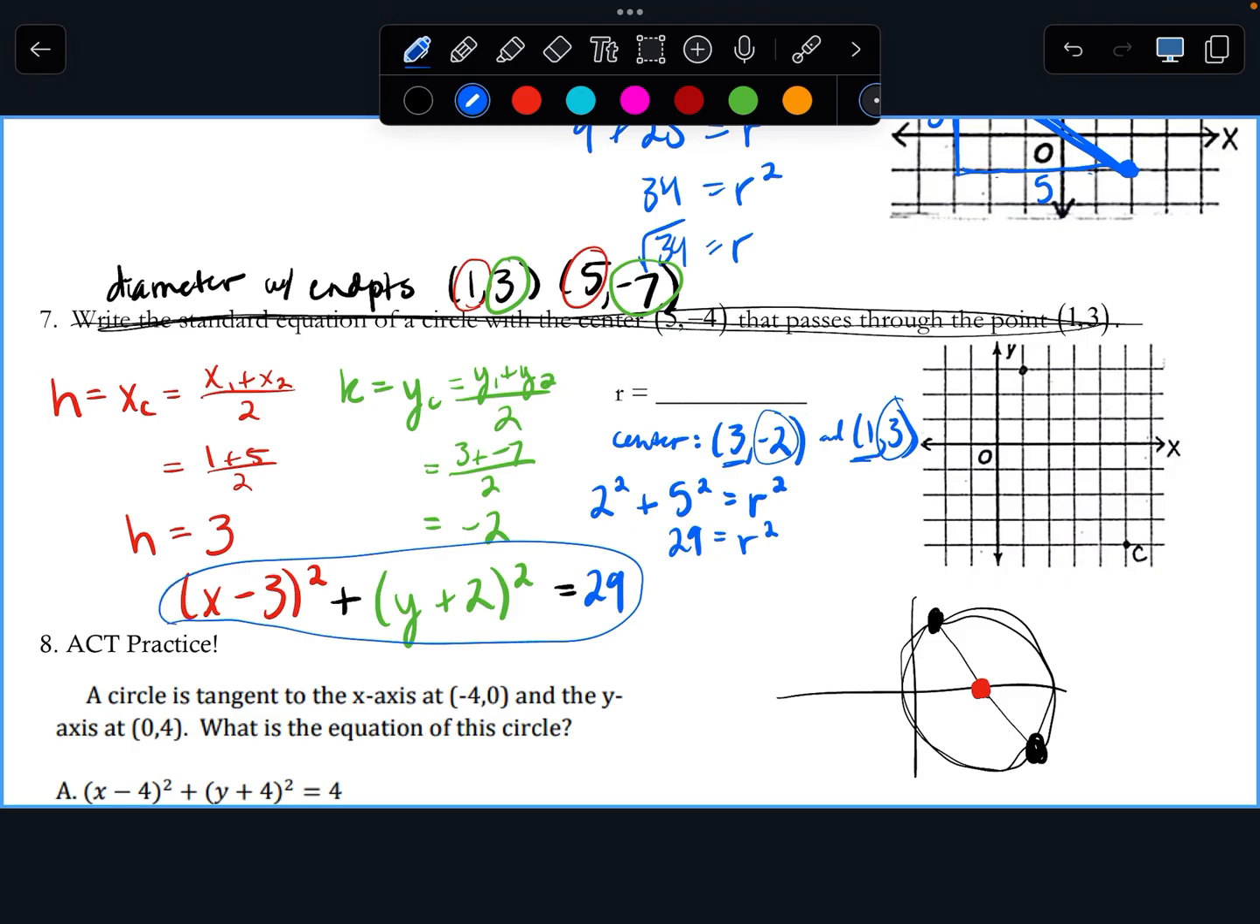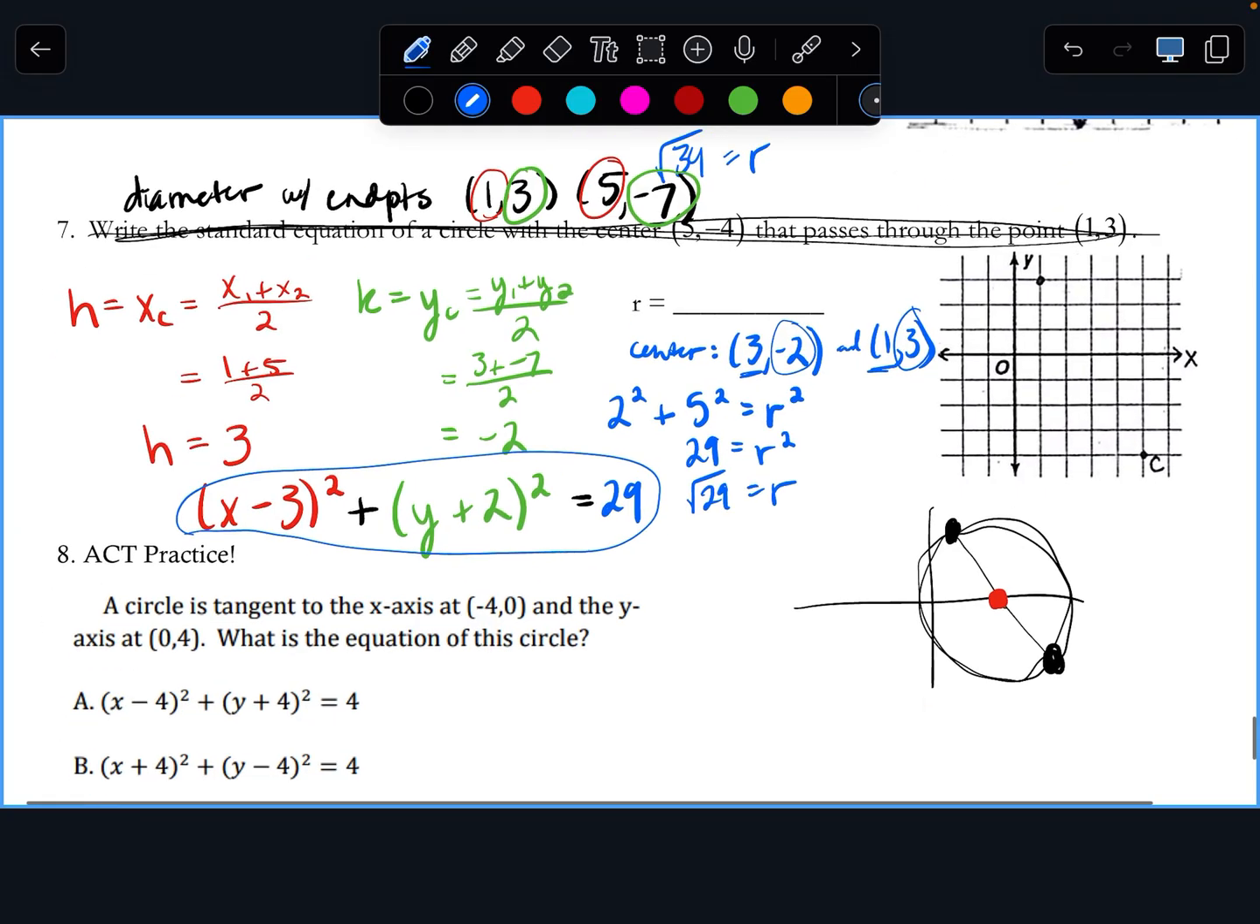Whew! That was a good one. Yeah, I mean, I could do this if I want, but then I'm going to have to square it. I would have to square root 29, so I just wrote 29.